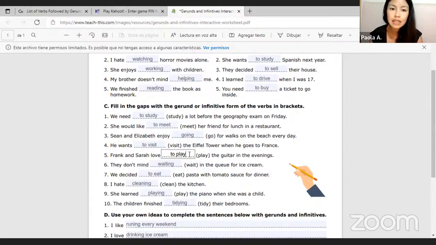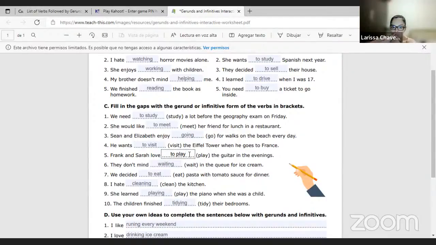So there is a difference. There are 3 verbs. Let me read the rule. With the verbs that are used to talk about your preference, for example, hate, love, like, and prefer, they are usually followed by a gerund, that means a verb with ing, when the meaning is general. But when we're talking about a particular situation, we use the infinitive.